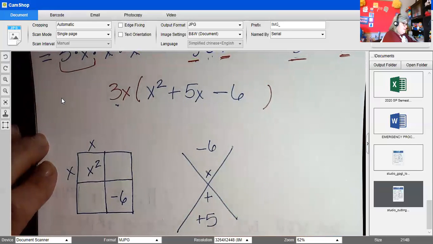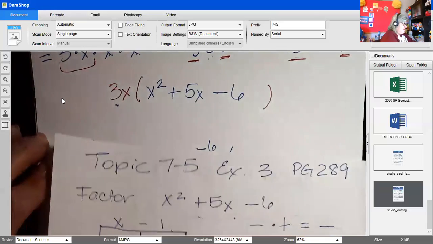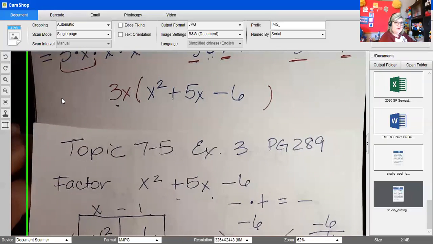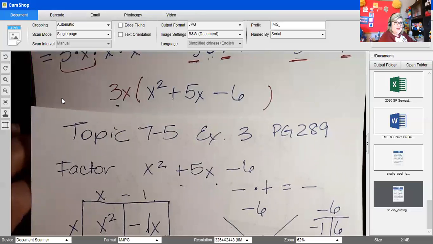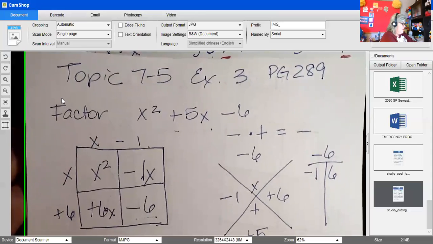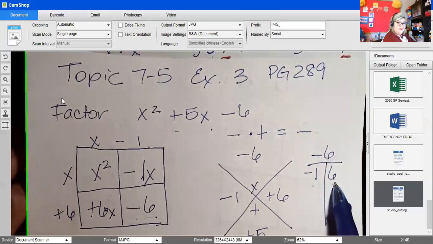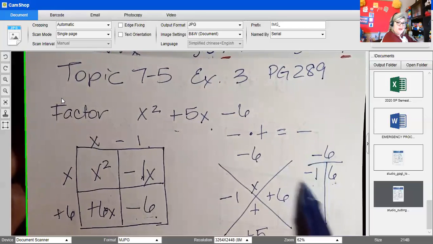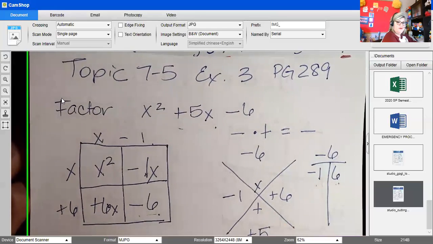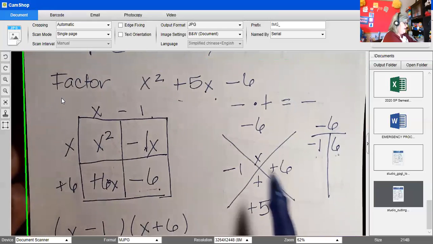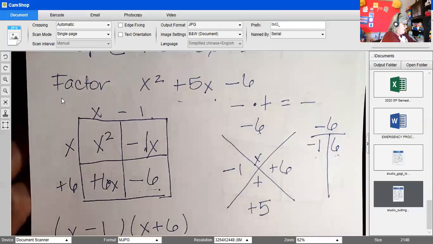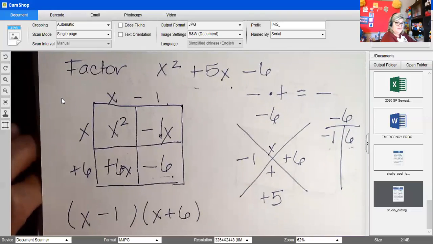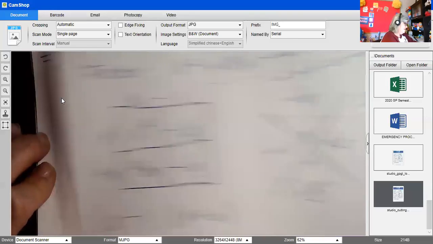If you remember back from a previous example that we've done today, this looks very similar. So we have that x squared plus 5x minus 6. And we found out that -1 and 6 we could add together to get our positive 5, and then we could multiply it together to get our -6. So our answer is going to be x minus 1 times x plus 6.